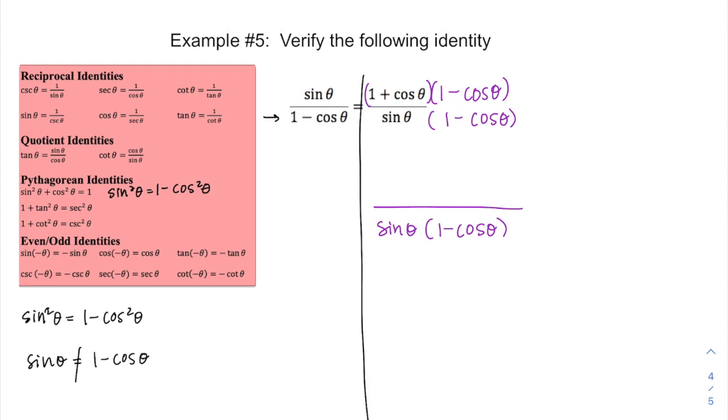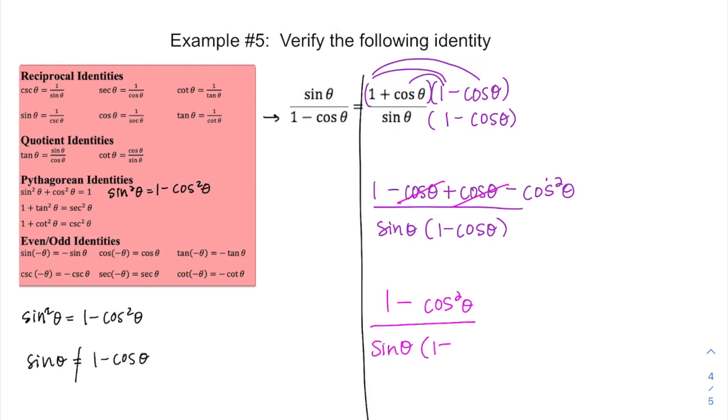But the top I'm going to FOIL. 1 times 1 is 1. 1 times negative cosine theta is negative cosine theta. 1 times cosine theta is positive cosine theta. And negative cosine theta times positive cosine theta is negative cosine squared theta. So I notice a couple things here. The first really nice thing is that my cosines cancel. So I'm left with 1 minus cosine squared on top.